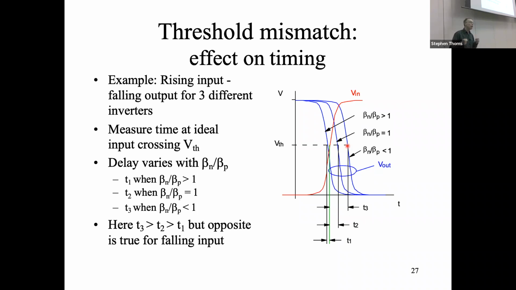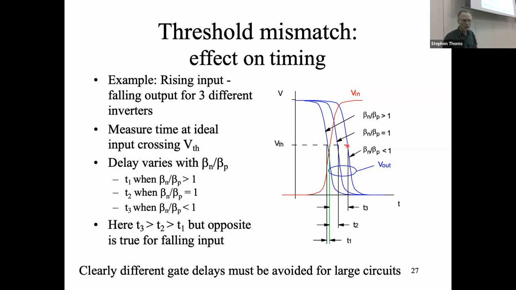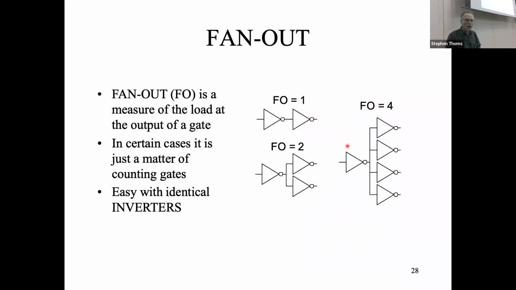And in fact, there's no point in having one particular path being very fast if other paths are slow, because you always have to wait for the slowest path. So it's better to have everything as close as you can to being synchronized. Of course, it'll never be perfectly synchronized, but the aim is to have them matched as well as we can. So yeah, for a large circuit, matching is important.